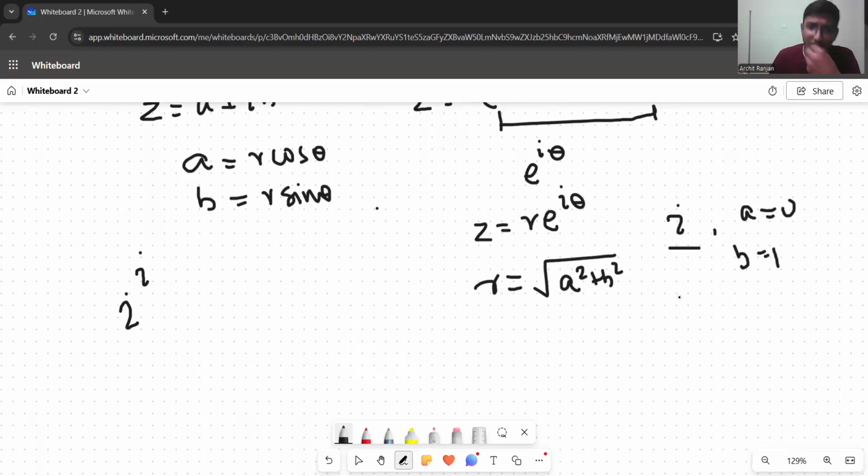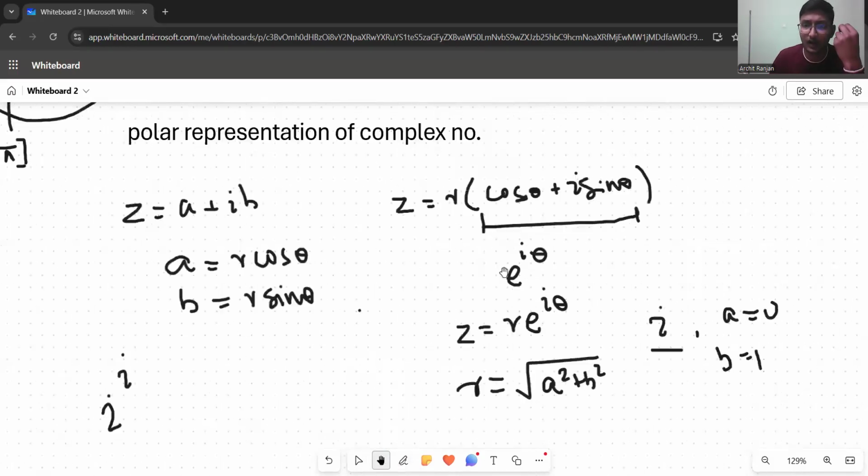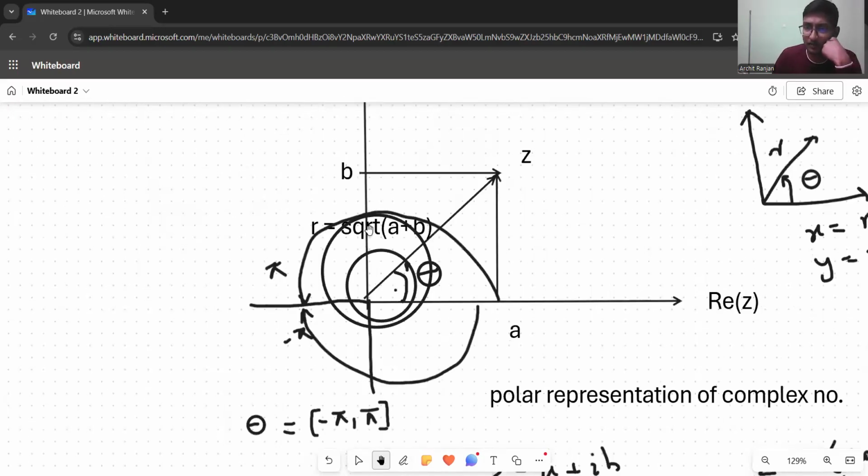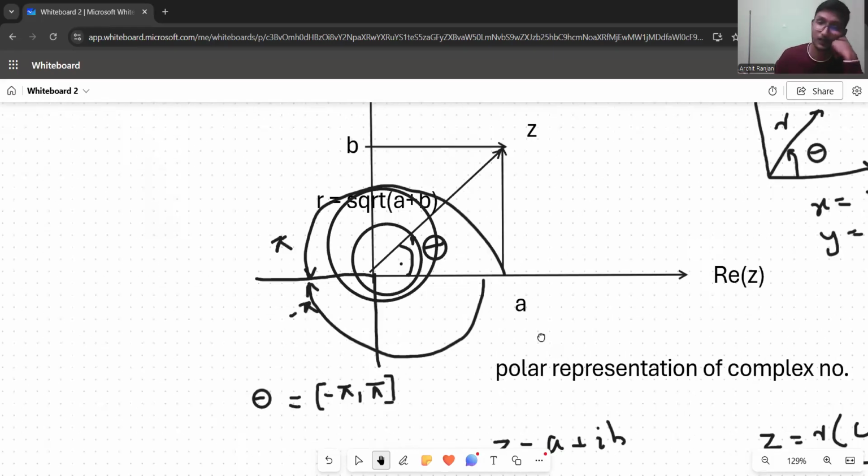So where will iota lie in the Argand plane? Iota would lie somewhere here, on the imaginary line. So what is the angle that this iota subtends on the real line? Pi by 2. So this is another important thing. All purely imaginary numbers will subtend pi by 2 angle on the real line. Right? And all the purely real numbers will subtend 0 angle on the real line. This is an important thing to know.